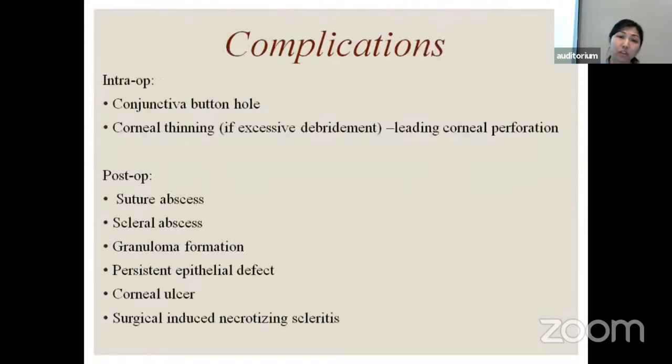So the intra-op complications: like I said, if the graft is too small, you might cause a conjunctival buttonhole. And let's say if you go excessive on debriding the pterygium head near the cornea, and you think that the corneal opacity itself is something that you try to remove, actually those are the corneal scars. And the more you remove, you go deeper and deeper and somehow you remove the stroma as well. If so, it'll be so thin that it leads to corneal perforation.